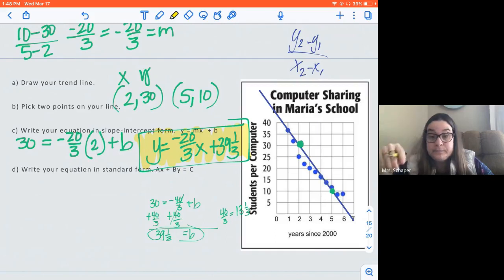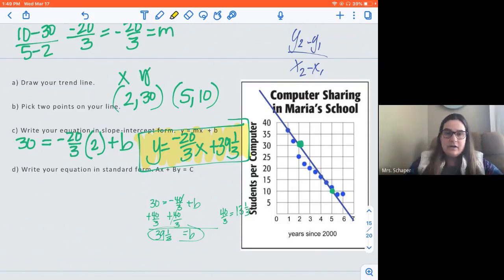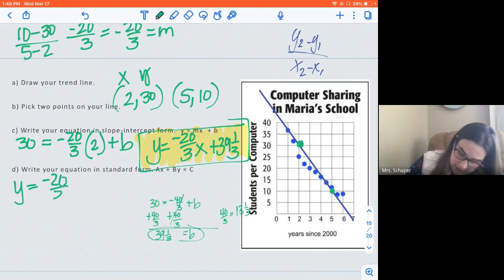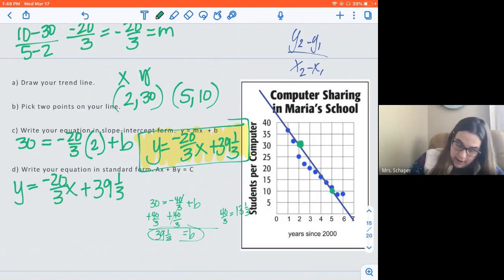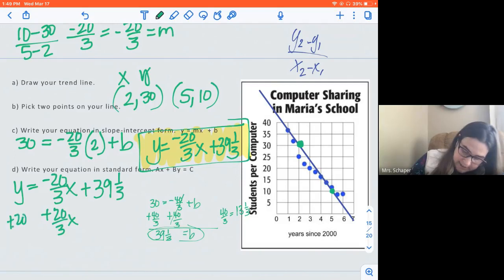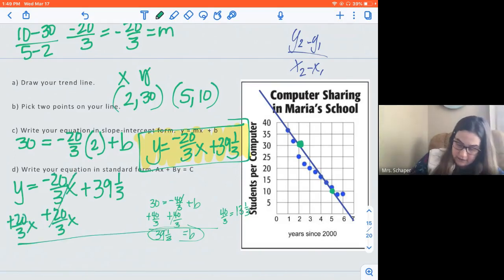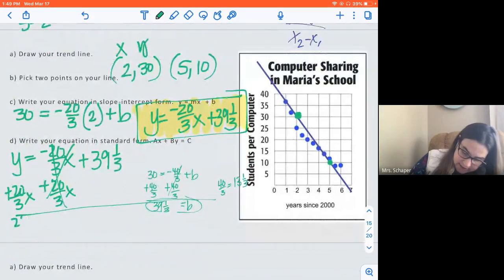All right, let's take a look at standard form. So what I have here is y equals negative 20 thirds times x plus 39 and 1/3. I'm going to add 20 thirds x to both sides because I need to get my x and y together. So I have 20 thirds x plus y equals 39 and 1/3.